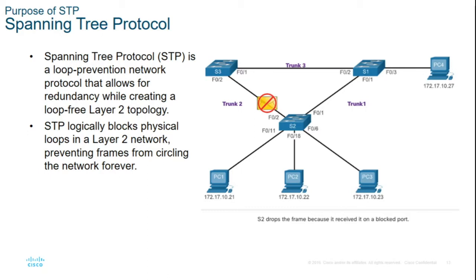This here is an example of a loop. The links between S1, S2, and S3 form a loop. What STP does is that it will block one of the links, in this case, trunk 2 here, so that the network will be loop-free. Also take note that S2 will drop the frame because it is received on a blocked port.